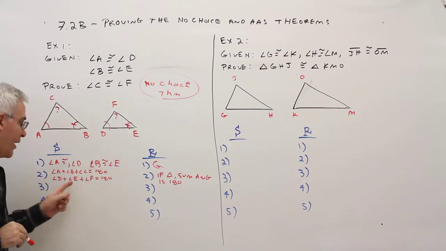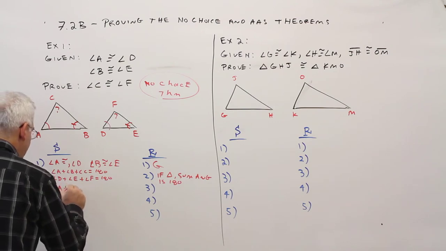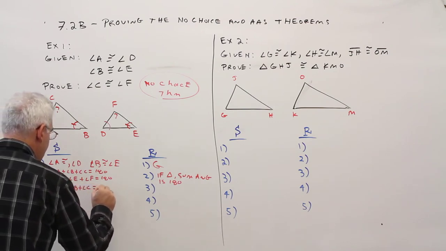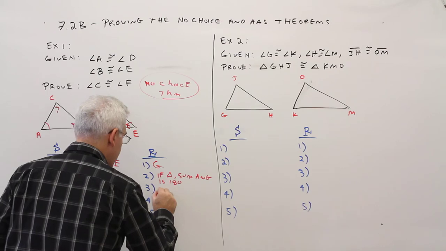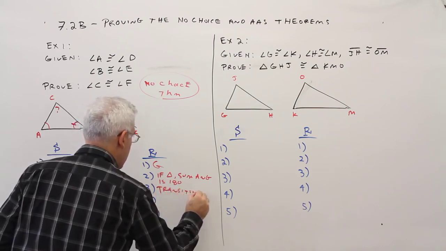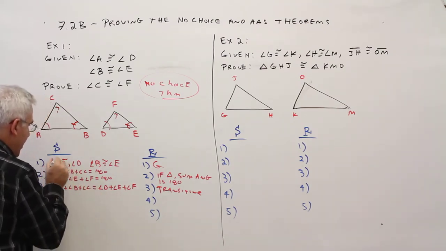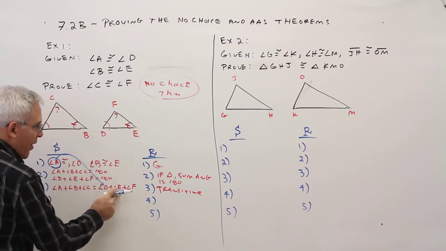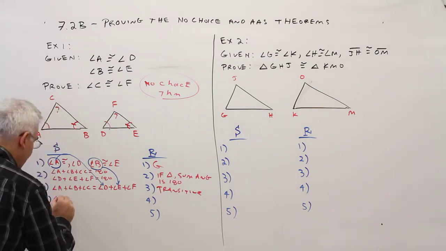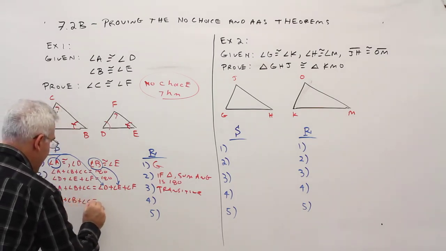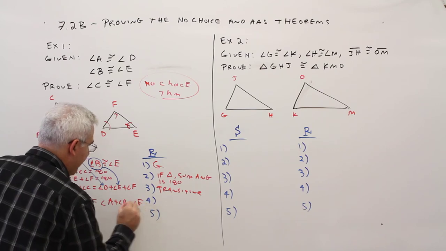Okay, if this equals 180 and that equals 180, by transitive, those chunks equal each other. So angle A plus angle B plus angle C equals angle D plus angle E plus angle F, transitive. Then I'm going to do some substitution. Wherever I see a D, I'm going to replace it with an A. Wherever I see an E, I'm going to replace it with a B. So, angle A plus angle B plus angle C equals angle A plus angle B plus angle F.